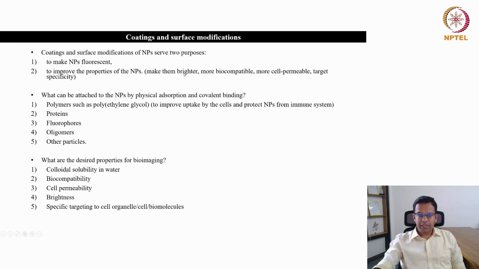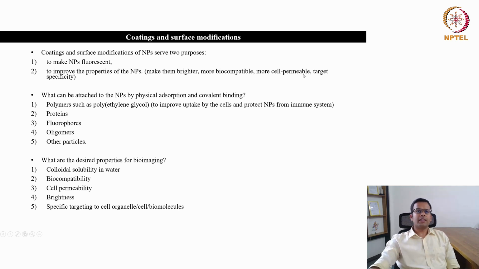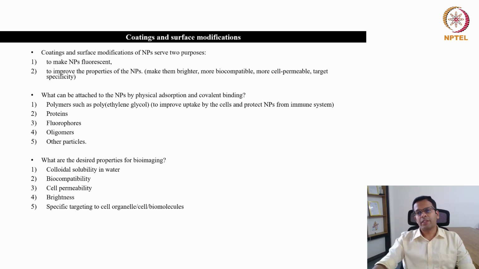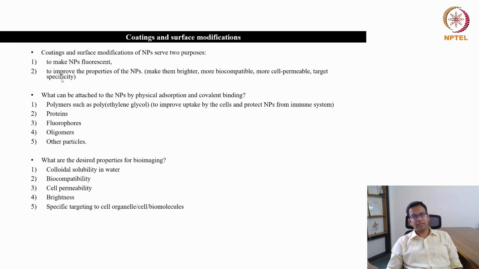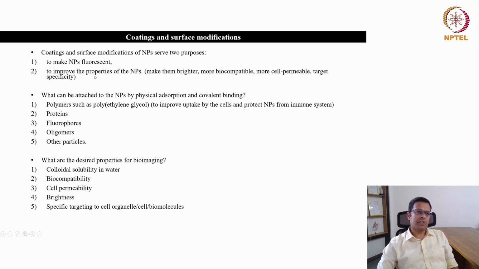And which kind of properties? If you want to make them brighter, more biocompatible, or more cell permeable, because for visualizing anything inside the cell you have to make them cell permeable. You can make them more permeable by coating their surface with polymers so that they can easily go inside the cell. And target specificity: suppose you want nanoparticles which can specifically bind cancer cells, or go inside the cell and bind to specific proteins. You coat them with antibodies. Those kinds of coatings can be done to achieve target specificity.